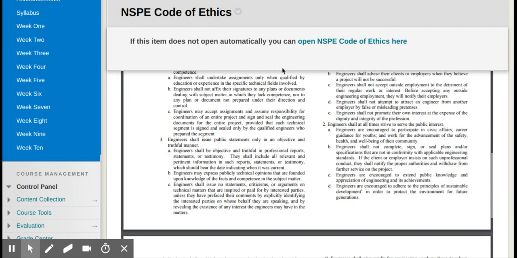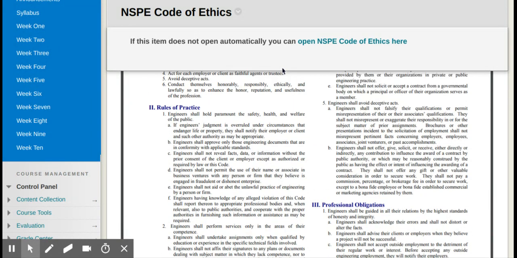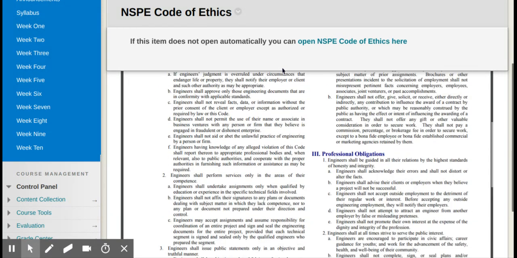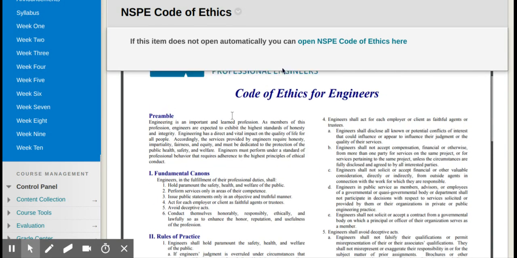And we're familiar with what they are. Obviously, in this course, we are focusing especially on canons 1 and 4. And those are the ones you really have to simply know. You have to know that the first canon is the one about public safety. You have to know that the fourth canon is the one about acting as a faithful agent or trustee of your client or employer. There's no substitute for that.